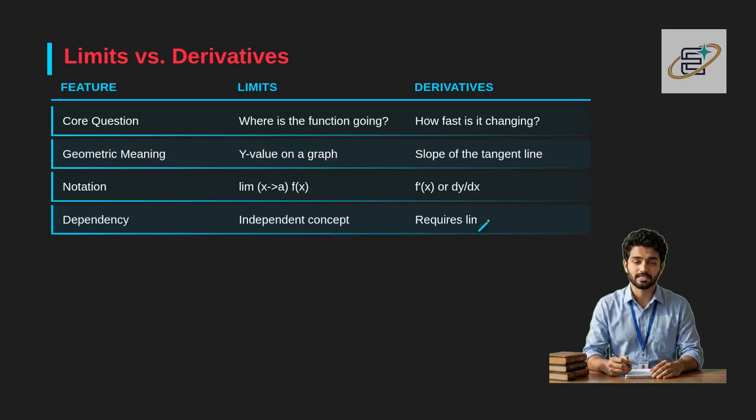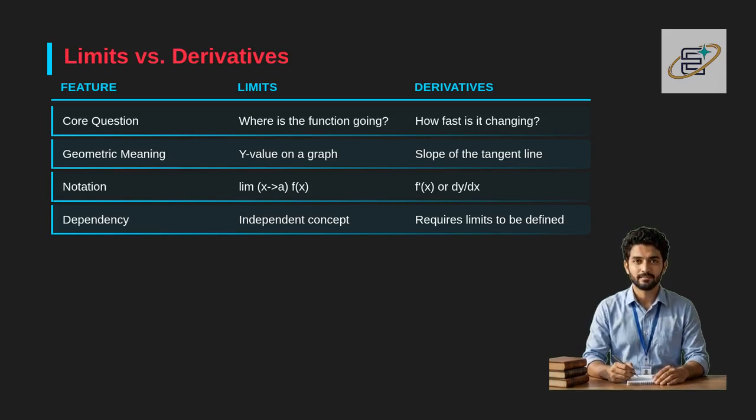Finally, consider their dependency. The limit is an independent, foundational concept. The derivative, on the other hand, absolutely requires limits to even exist. The derivative is literally defined as a specific type of limit.